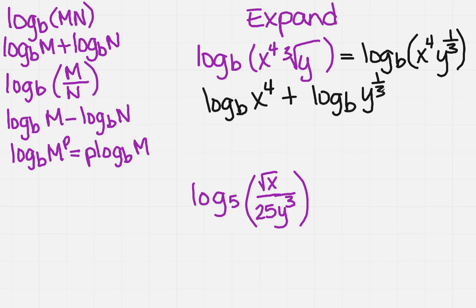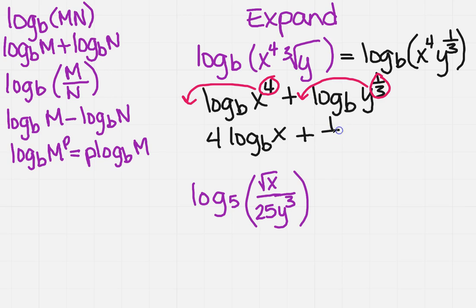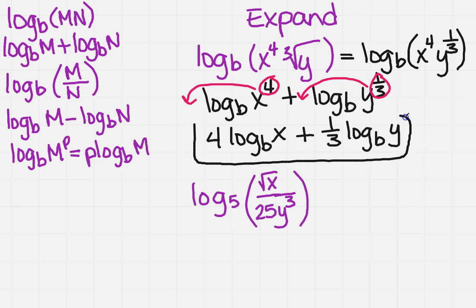Now we're not quite finished yet because I notice I still have exponents hanging out, right? So I'm going to show you with my circles. I'm going to bring those out in front for each one of them, and it's only in front of the current log you're talking about. So this would become 4 log base b of x plus 1/3 log base b of y. Now we can't do anything else with that, so that's going to be your final answer.